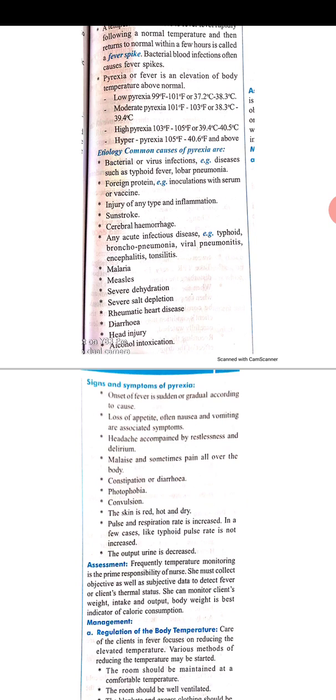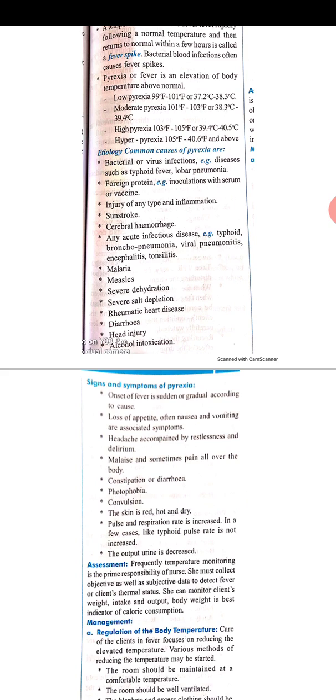That is known as malaise, another sign and symptom. There is constipation, where the stool becomes very hard, and sometimes diarrhea, where the patient passes loose stool. There is photophobia, where patients always fear seeing light, and convulsions, which are an abnormal discharge of electrical neurons in the brain. The skin becomes red, hot or dry. Urine output also decreases because the patient is unable to take food due to the fever and does not take proper or sufficient fluids.